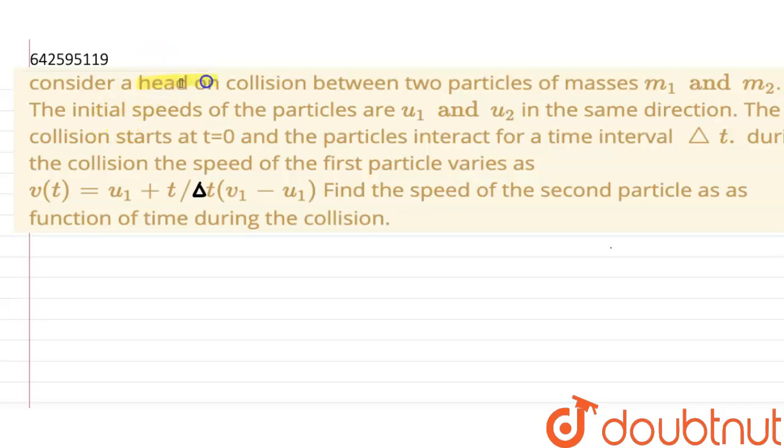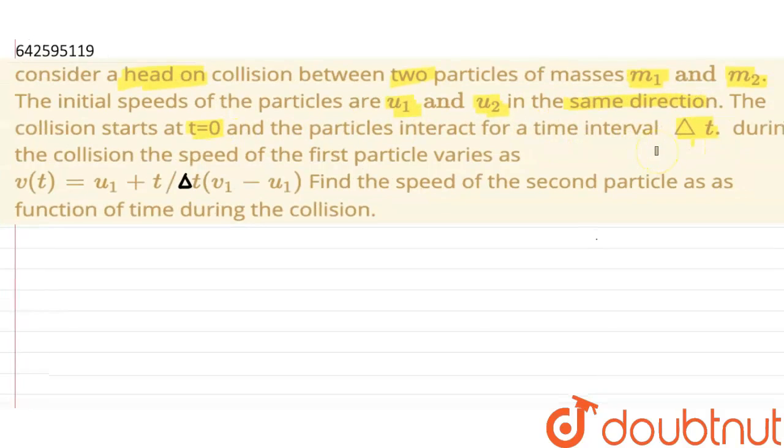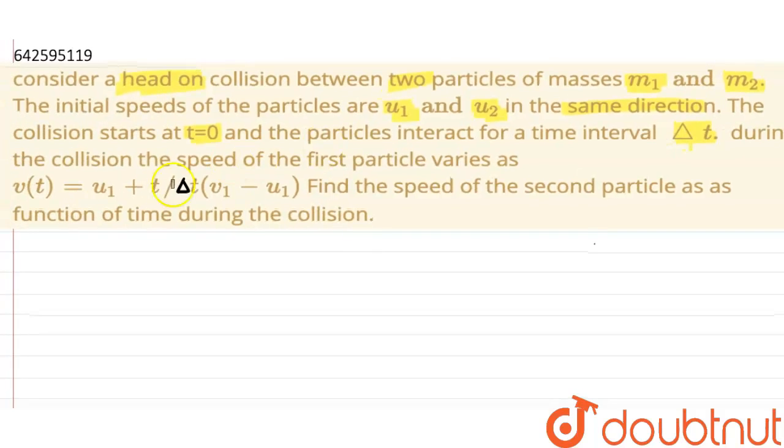Hello everyone. So the question is, consider a head-on collision between two particles of masses m1 and m2. The initial speeds of the particles are u1 and u2 in the same direction. The collision starts at t equals 0. Particles interact for a time interval delta t. During the collision, the speed of the first particle varies as v(t) equals u1 plus t upon delta t times (v1 minus u1). Find the speed of the second particle as a function of time during the collision.